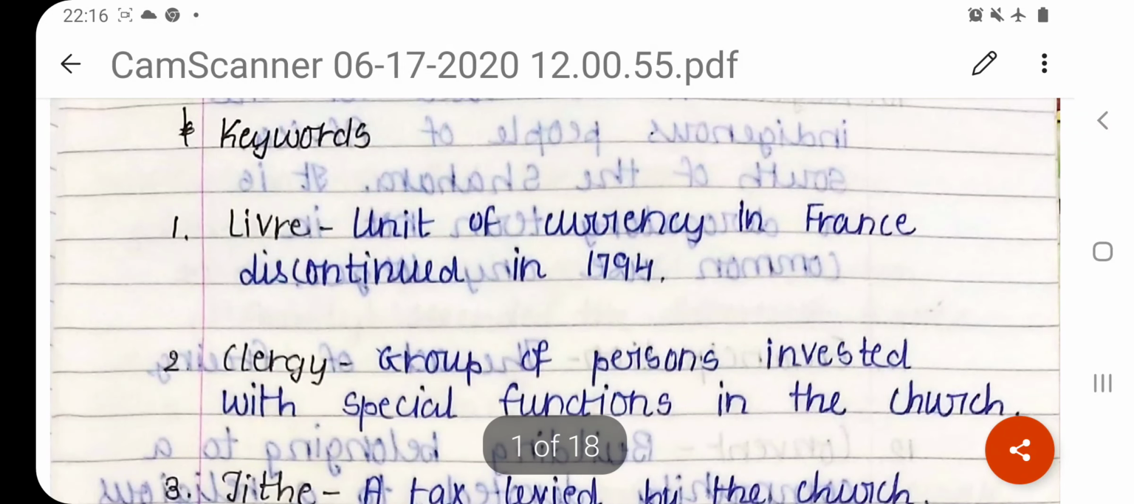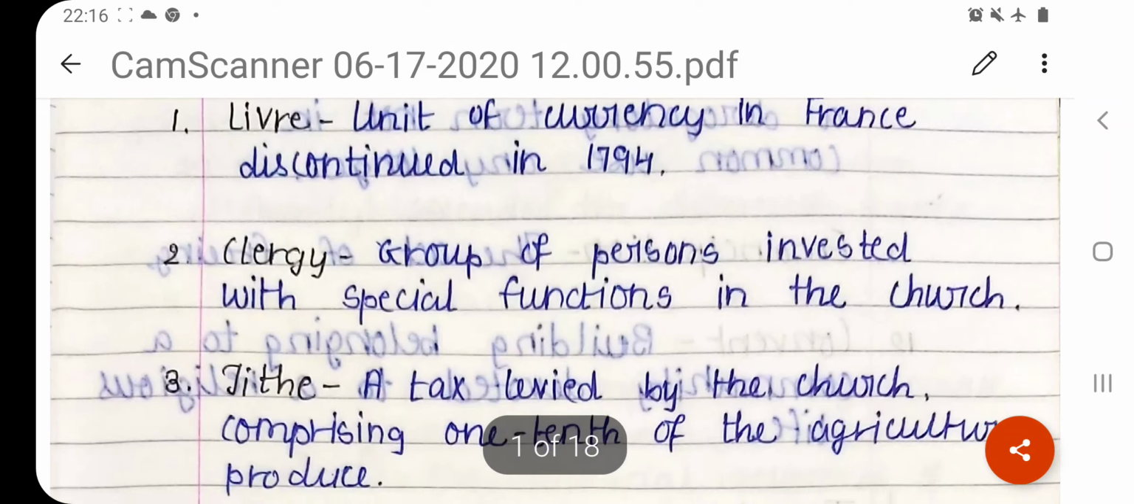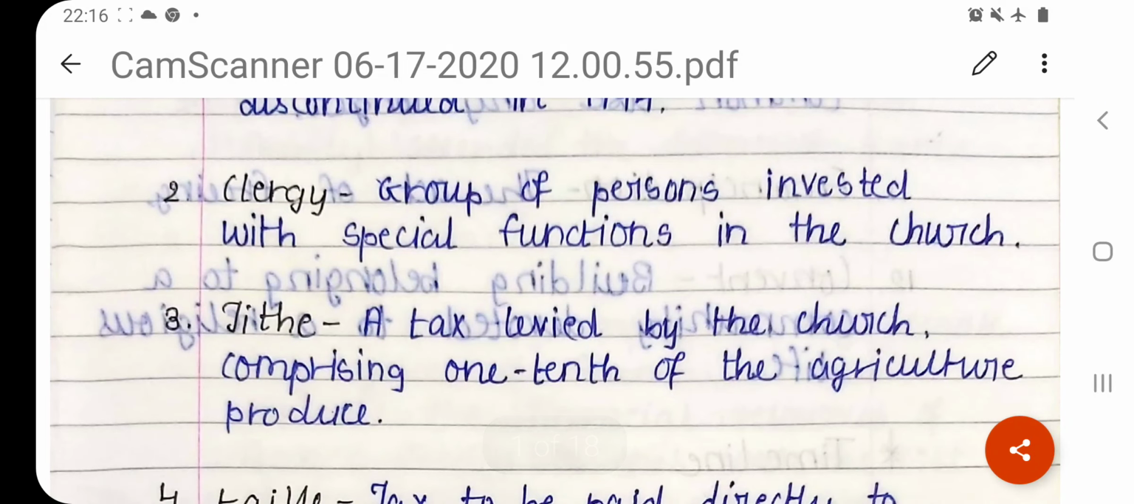So let's start with the keywords. A livre, which is a unit of currency in France, which was discontinued in 1794. Clergy, a group of persons invested with special functions in the church. Clergy is also the first estate. The second estate is nobility, and the third estate would be the common man.